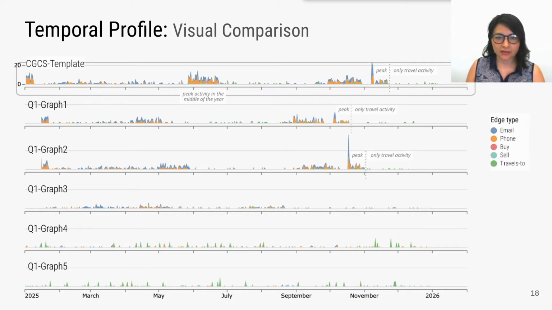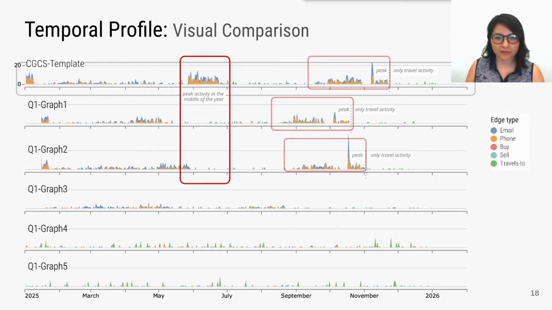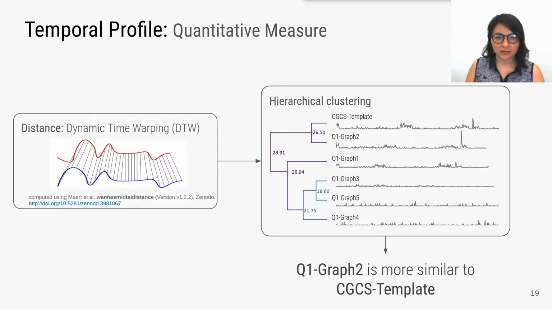Even though none of these graphs present an activity peak in the middle of the year, graphs 1 and 2 both have an increase of communication, then a high peak followed by only travel activity. However, the peak activity from graph 2 is closer in size to the one of the template graph. Using the dynamic time warping distance, we calculated the pairwise distance of the aggregated time series between all graphs. According to this measure, graph 2 is more similar to the template graph.